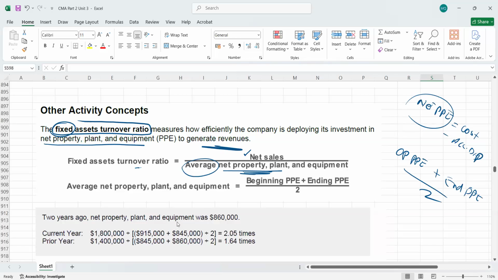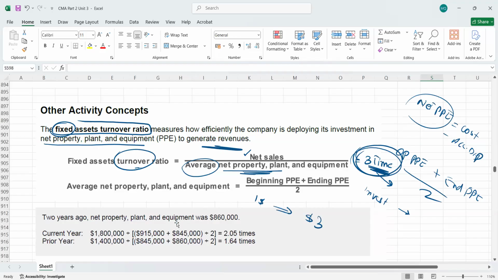Now, for example, the answer is 2, 3 or 4 times, because turnover gives you the answer in times. I'm assuming it's 3 times. Now you need to understand the interpretation of this fixed asset turnover ratio. Whatever level of investment you have in PPE is generating 3 times more revenue. Or I can say it this way: each dollar invested in PPE is generating $3 of sales.